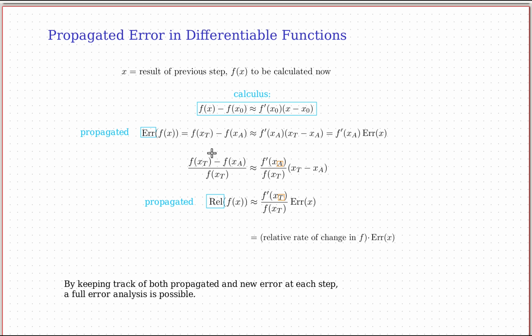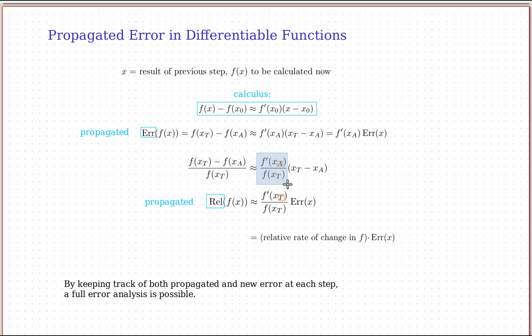Another useful way to think of it is to rewrite this so we get an expression for the relative error. If you take this equation and just divide the whole equation through by f of xt, you get this. And now on the left-hand side, we've got an expression for relative error: the absolute error divided by the true value. And we could think of that right-hand side as representing the propagated relative error. On the right-hand side, we've got f prime of xa over f of xt.